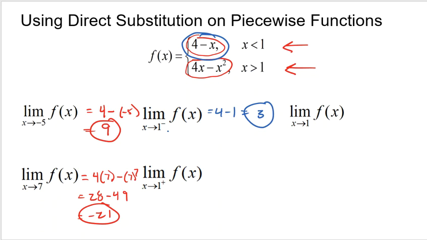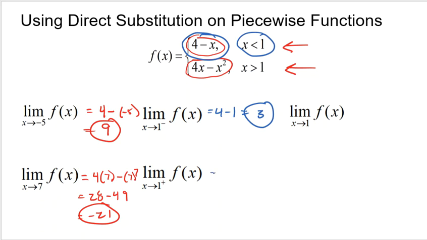Direct substitution. The only issue is how, 1 is like the line. 1 is where we switch between the two functions. So how do I know which one to plug it in for? Well, if I'm looking to approach from the left, it is less than 1. So that's why I plugged it into here. 4 minus 1 got me 3.